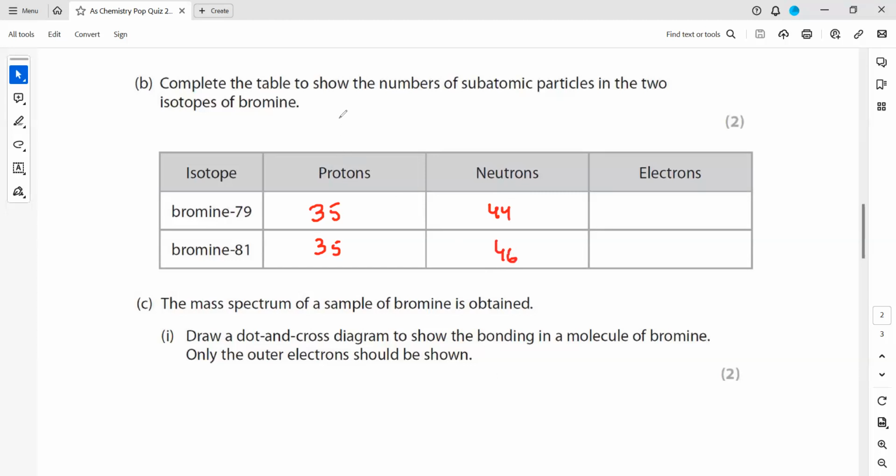Because these are atoms, overall there is no net charge on the atom, so the number of electrons and protons should be equal. So if we have 35 protons, we should have 35 electrons as well.